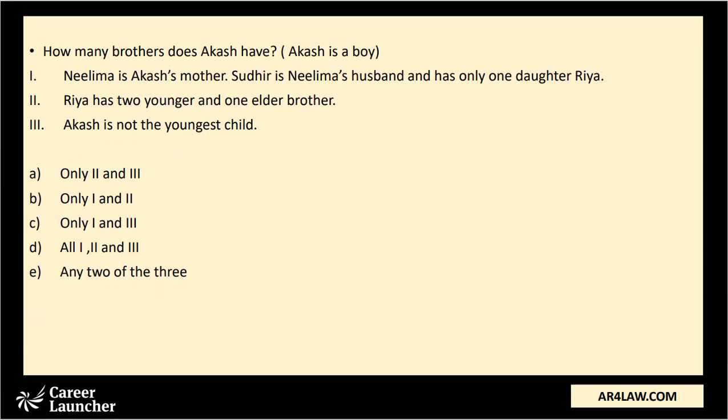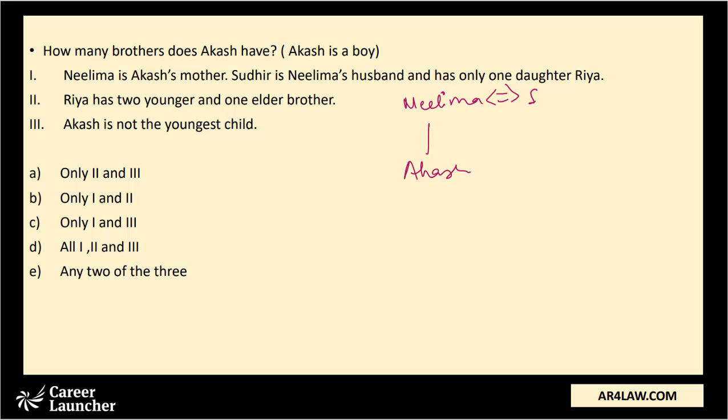Let's have a look at how 3 statement questions are to be done. So here we have a question: how many brothers does Akash have? It has been specified Akash is a boy. Statement 1 is Nilima is Akash's mother. So there's a boy Akash, and Nilima happens to be his mother. Sudhir is Nilima's husband. So basically Sudhir is Akash's father and has only one daughter, Riya.